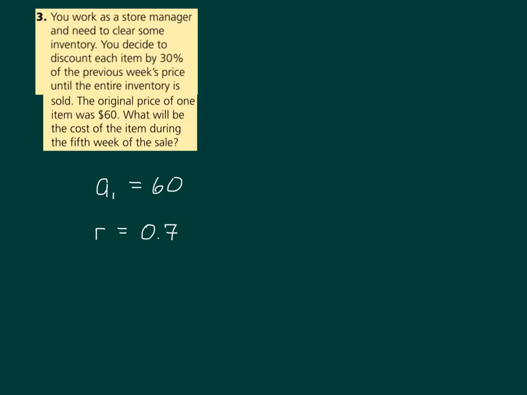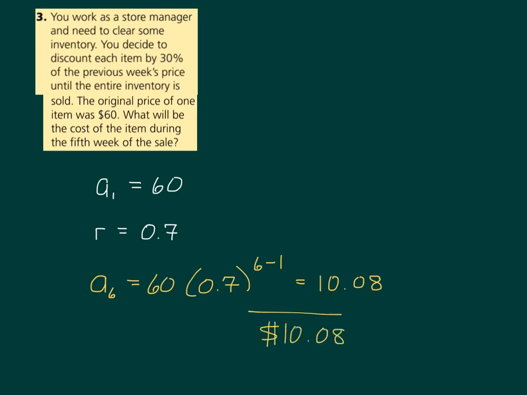So we're not looking for the 5th term. We are looking for the 6th term. So that's 60 times 0.7 to the 6 minus 1, which is 10.08. So what will be the cost of the item during the 5th week of the sale? $10.08.